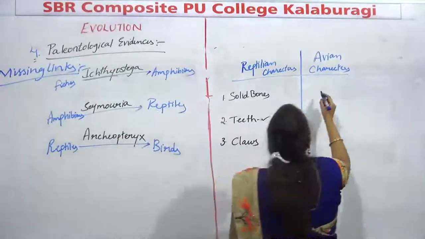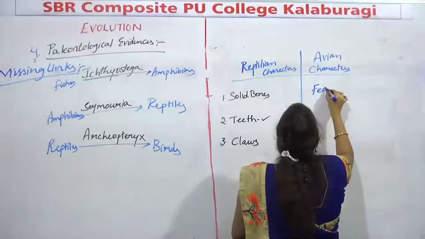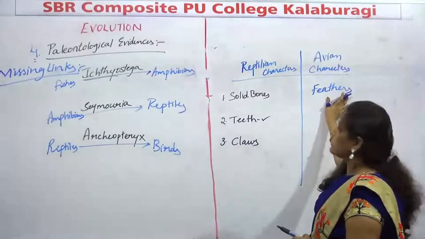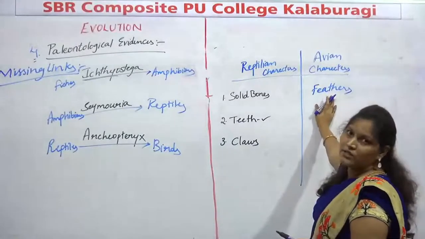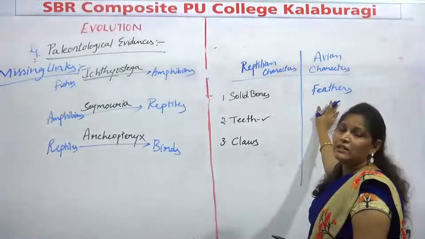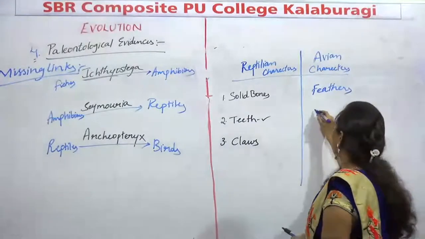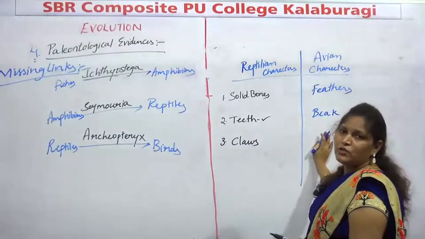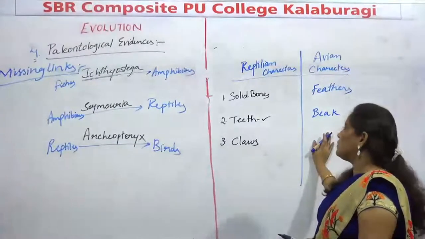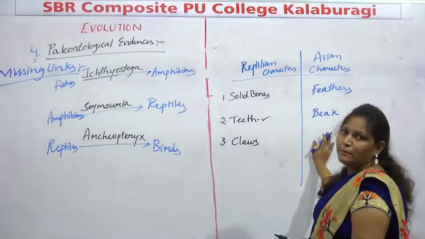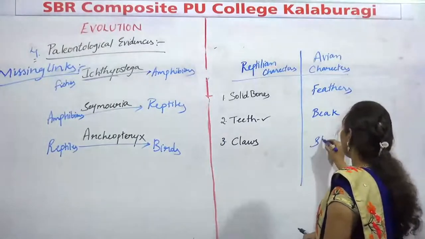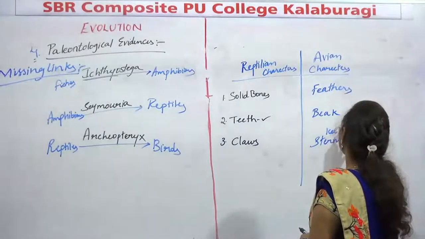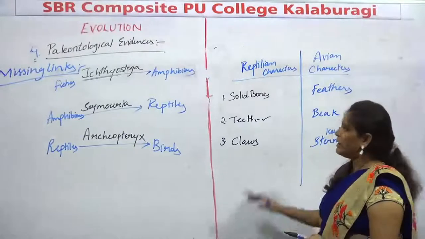The avian characters: the first one, presence of feathers. Presence of feathers is a unique character of aves, but here the Archaeopteryx is possessing feathers, which are very undeveloped. And presence of beak. The jaw is modified into a beak. It is a character of a bird. And presence of sternum, keel shaped sternum. These are the characters of aves.